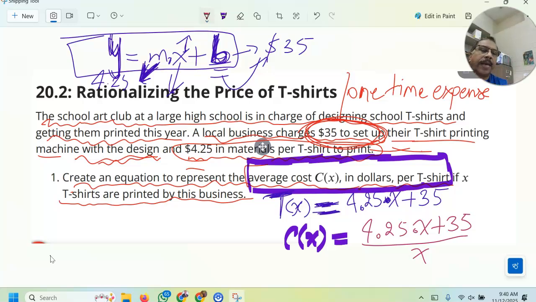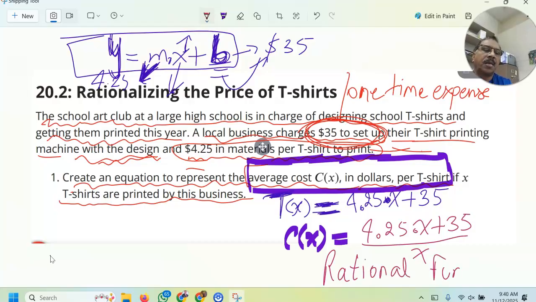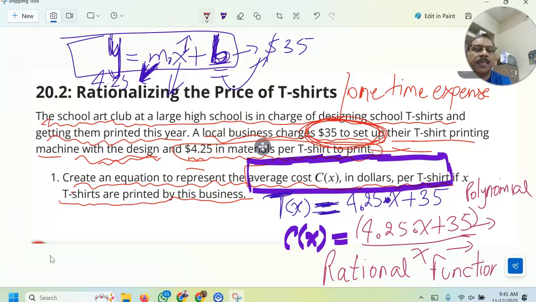Okay, so I hope this helps. So that's creating, modeling a real world scenario into a mathematical equation called a rational function. This is called a rational function. I want you to really understand what a rational function basically means. The numerator and the denominator both are polynomials. Even though the bottom one is just a monomial, both are polynomials. The top one has two terms, which is a binomial. The bottom one is a monomial.